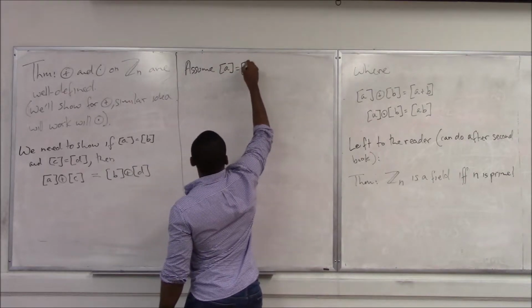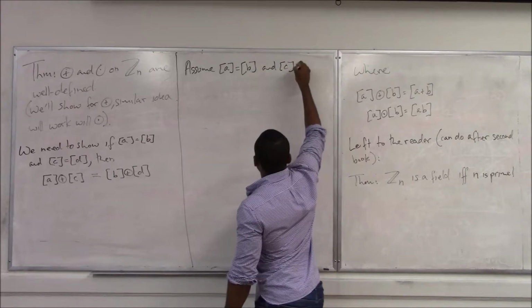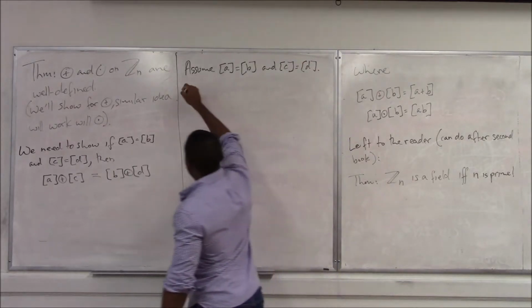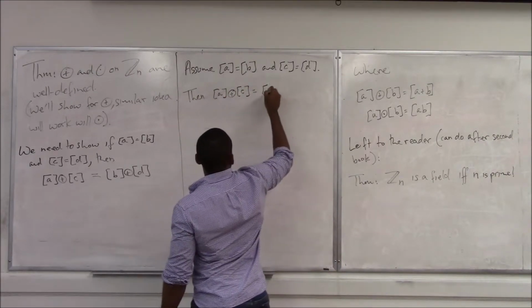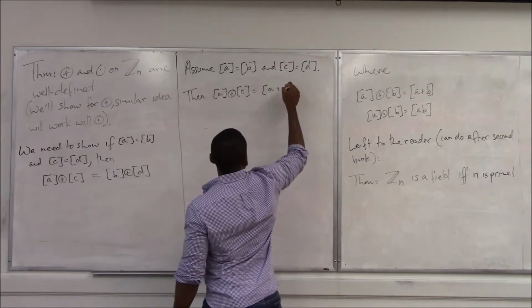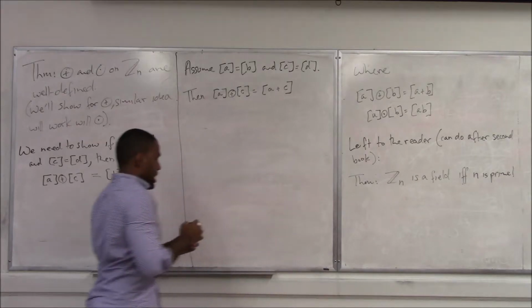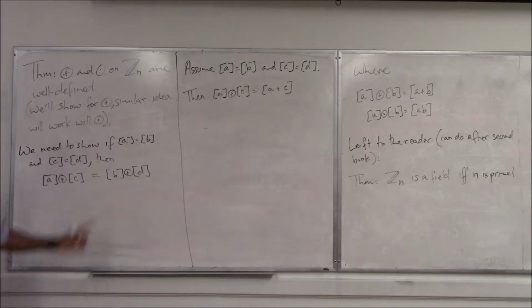So let's do a direct proof. Assume this and that. Then A plus C is equal to, by our definition, the class of A plus C. How do we know that that's equivalent to saying B plus D? In the book, there's some previous theorem that if two equivalence classes are equal, it implies, if and only if, the representatives are related to each other.